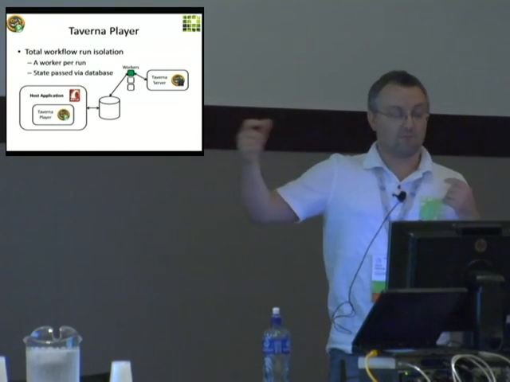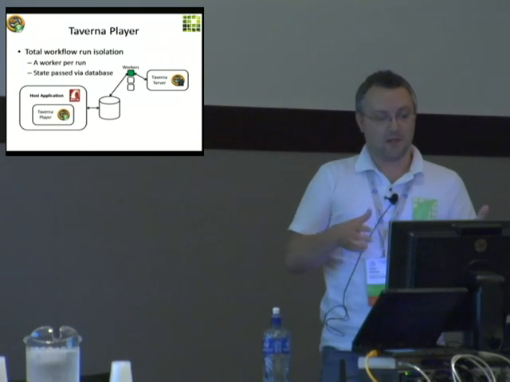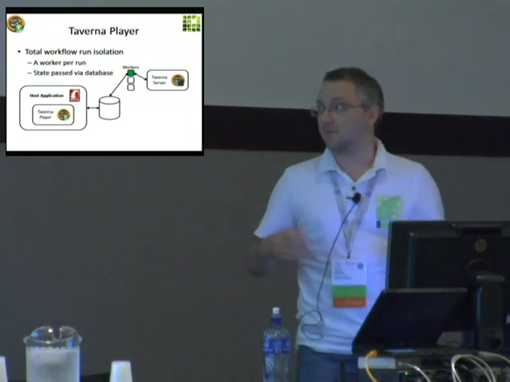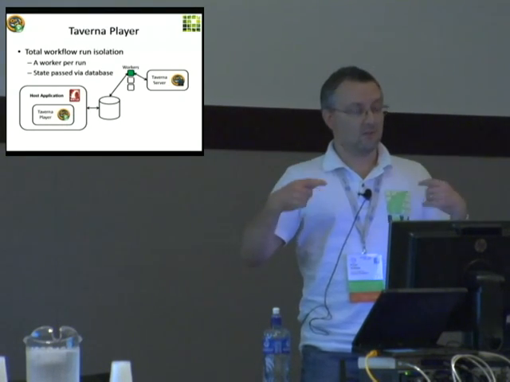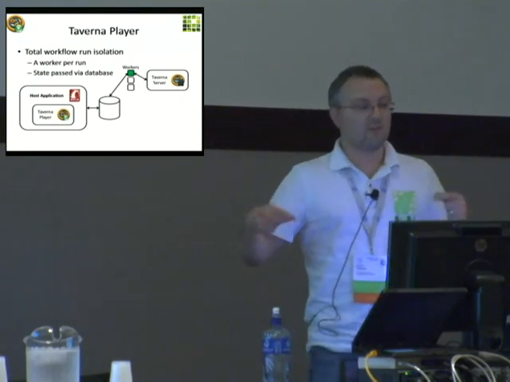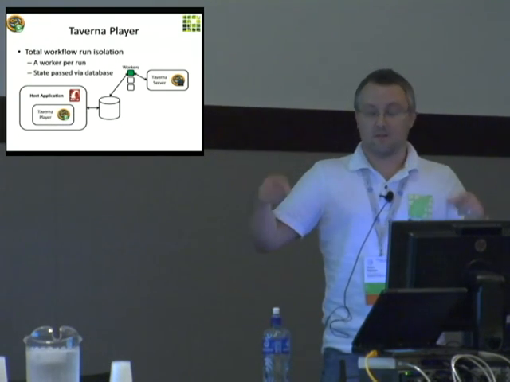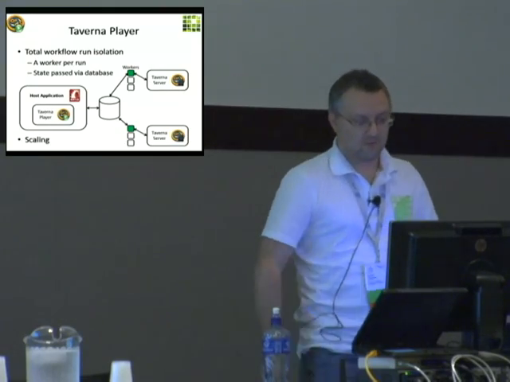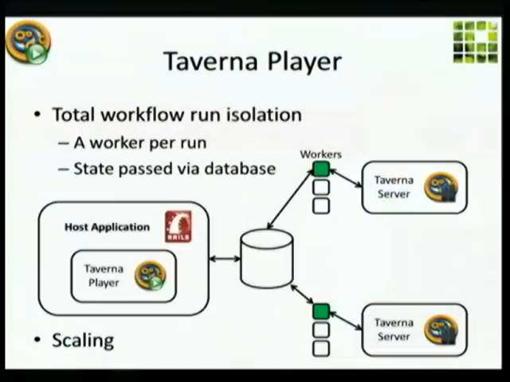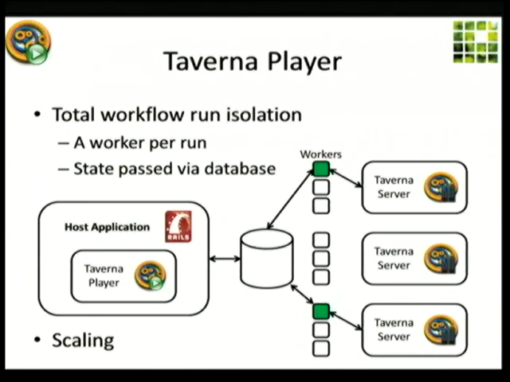The state of the run is passed via the host application's database, which is what the Rails application will be using anyway. That allows the interface to asynchronously update the user in the web interface. And this is nice for scaling, because if we suddenly want to run a load more workflows, say if we've got a workshop running, we just fire up another Taverna server and another set of workers which are set to talk to that Taverna server. And we can just keep going with that however much we want.